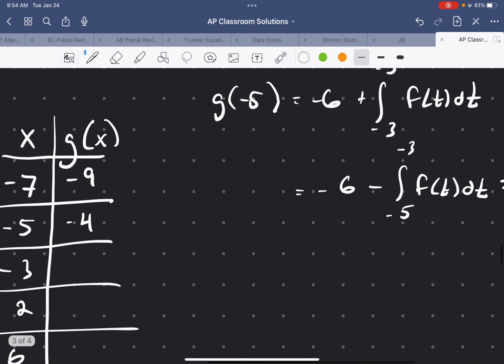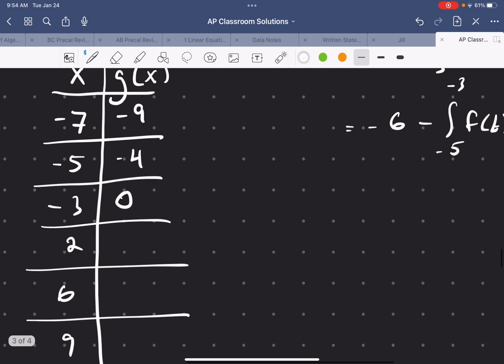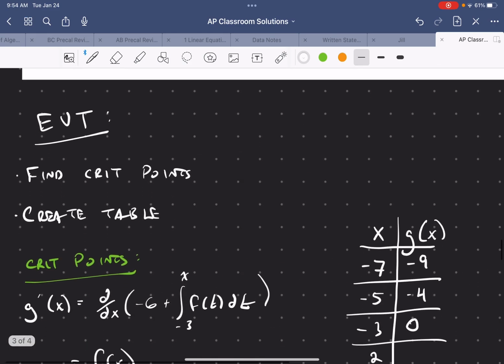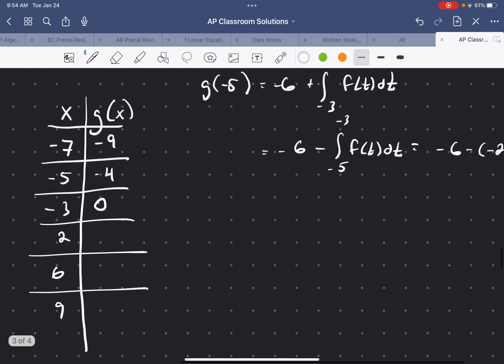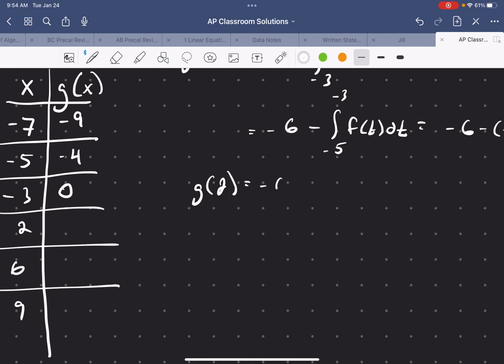Negative 3. If I plugged in negative 3, my top and bottom boundaries would be the same. Also, we figured out g of negative 3 somewhere else, so I'm just going to say that's 0. The positive 2, we figured that out earlier. Didn't we? Maybe we didn't. G of 2. Pretty sure we did, but maybe not. So g of 2 would be negative 6 plus the integral from negative 3 to 2 f of t dt. So I believe that was 16. So negative 6 plus 16 is 10.